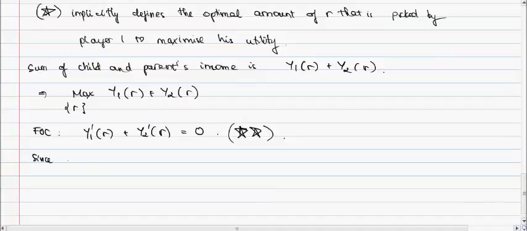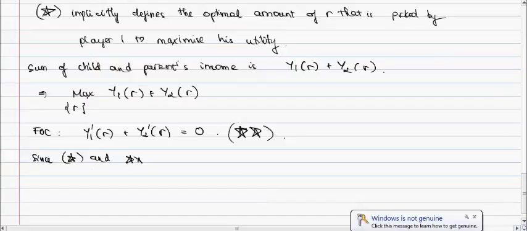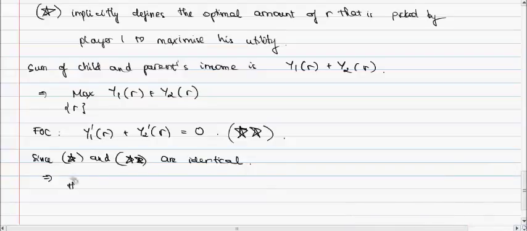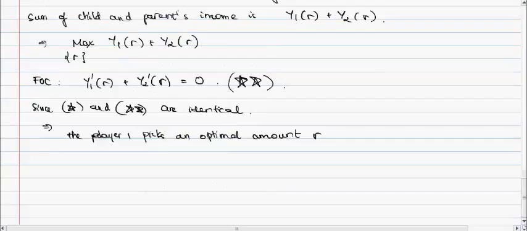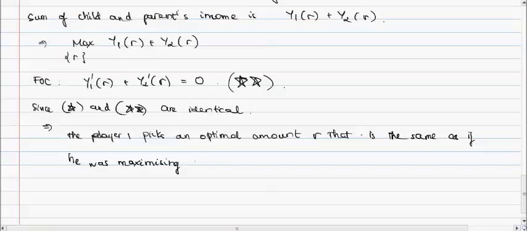Right. So since the star and the double star are identical, that basically means the child, or player one, picks an optimal amount of r that is identical, that is the same, as if he was maximizing his and his parents' income.